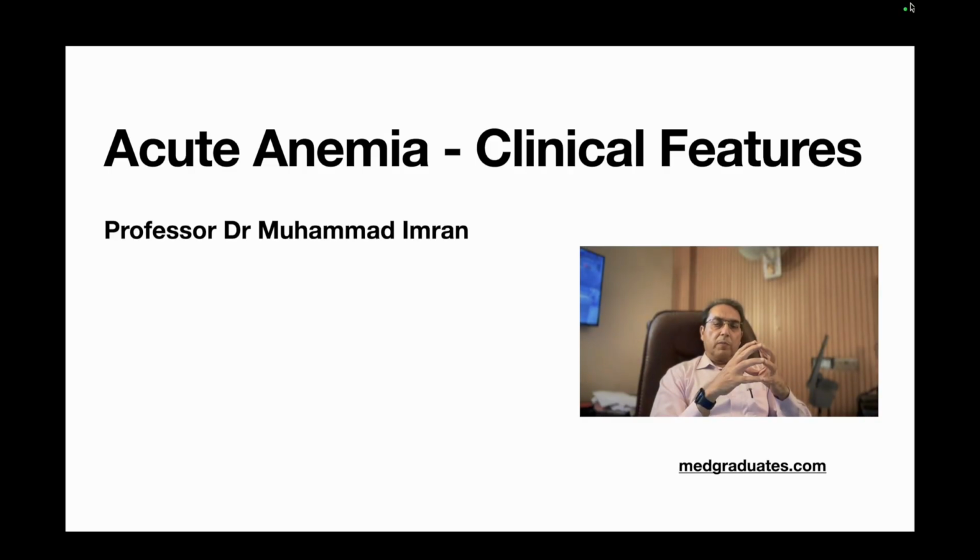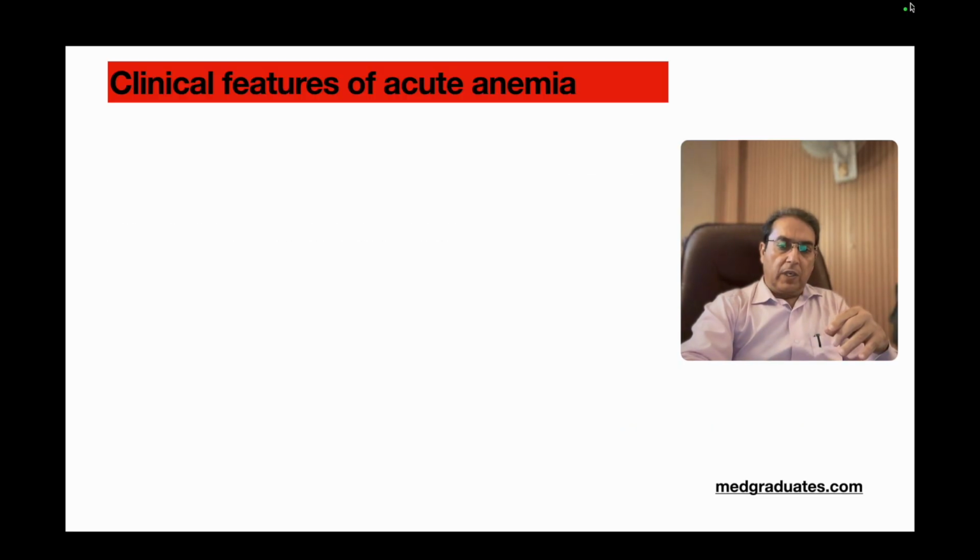Anemia is a common medical problem. Anemia can present as acute anemia or it can present as chronic anemia. Now let's see what are the features of acute anemia.